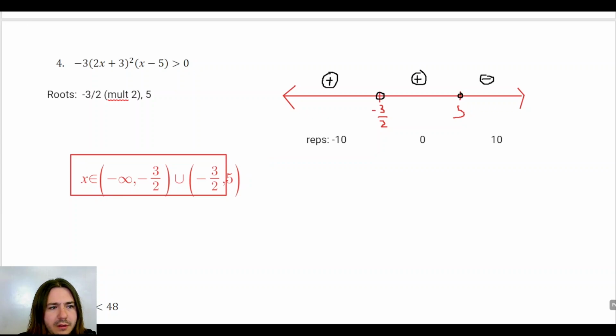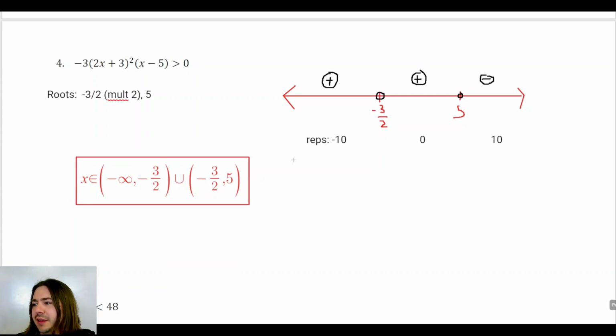So let's take a look at number 5 as soon as I can improve this. You know what, I'm just going to erase it and redraw it. I don't know why it's giving me such a hard time trying to resize that. All right, so there's your solution set.